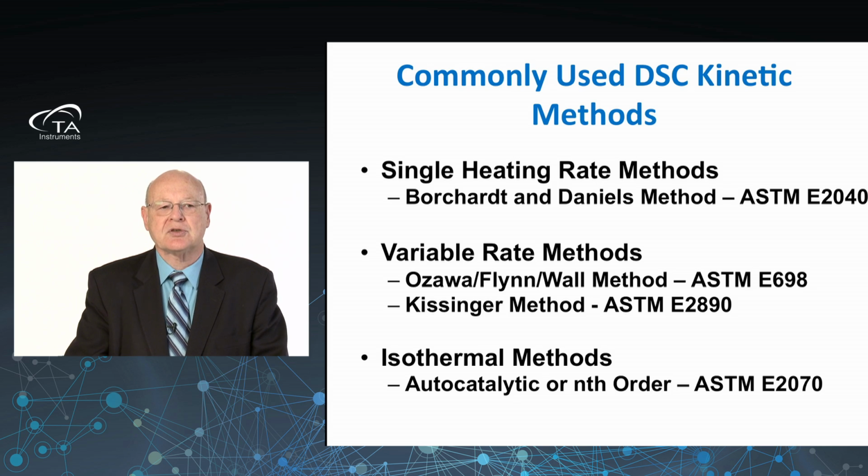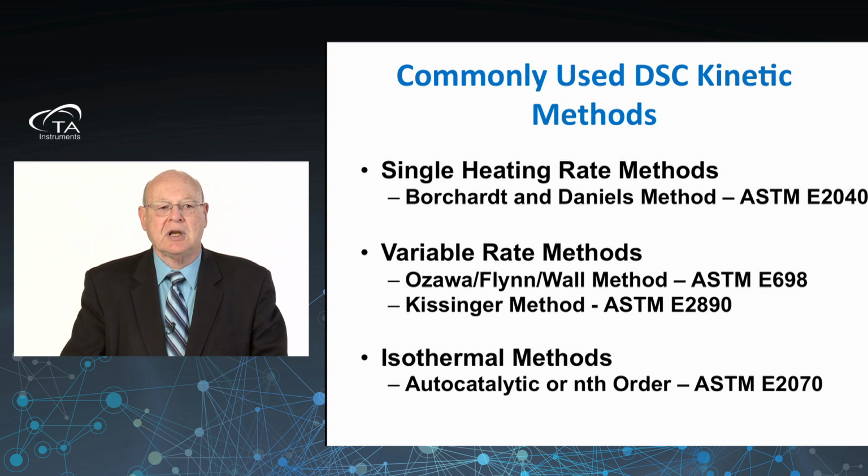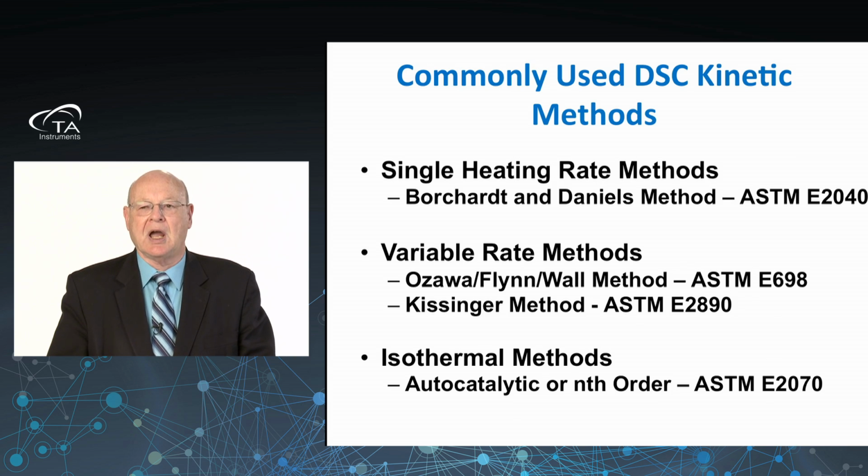There are a series of commonly used differential scanning calorimetry methods. They fall into 3 classes. The first of these are single heating rate methods, and the method of Borchardt and Daniels from the University of Wisconsin is an example of this. This procedure can be found in ASTM standard E2040. The second class is called the variable heating rate methods. These include the Ozawa-Flynn-Wall method, as manifested by ASTM standard E698, and the Kissinger method, as manifested by ASTM standard E2890. And finally, there is a group of isothermal methods which can be used for autocatalytic or nth order reactions and can be found in ASTM standard E2070.